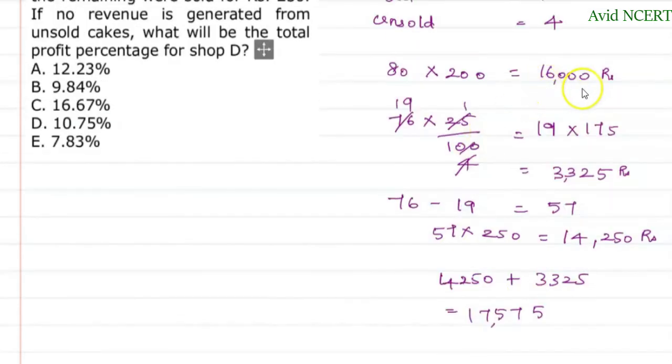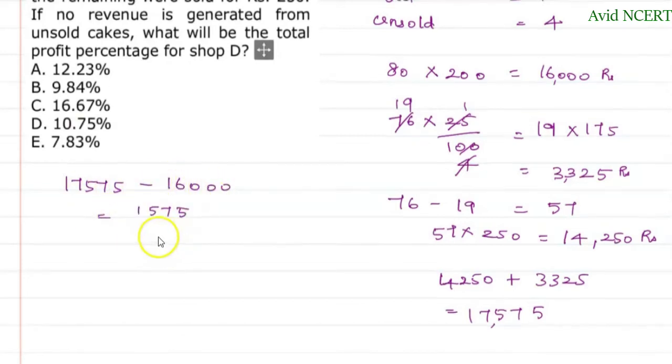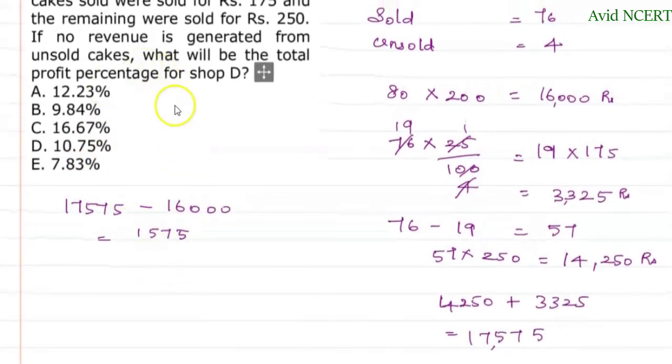The cakes were made for 16,000 and sold for 17,575, which is 17,575 minus 16,000. So the profit they made here is 1,575 rupees. What will be the total profit percentage?